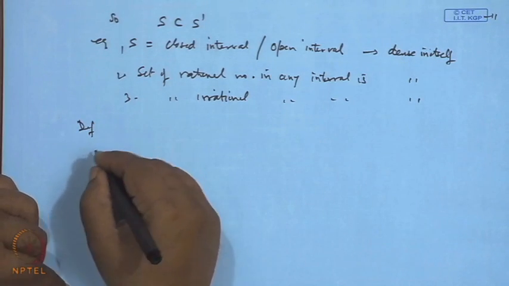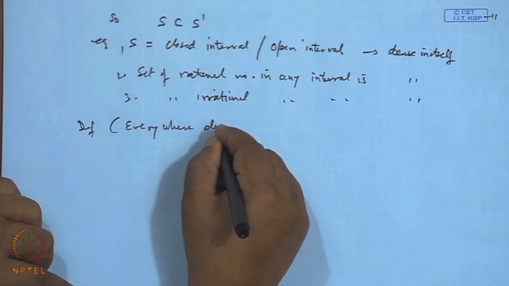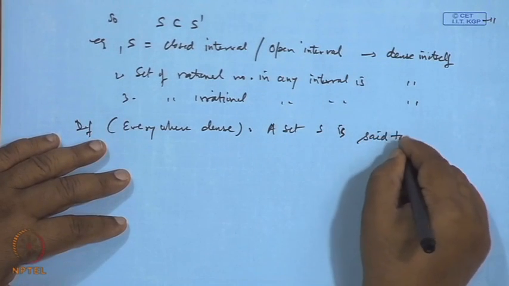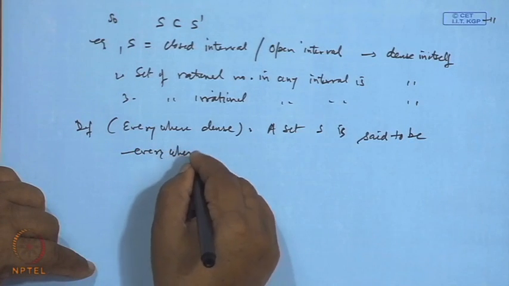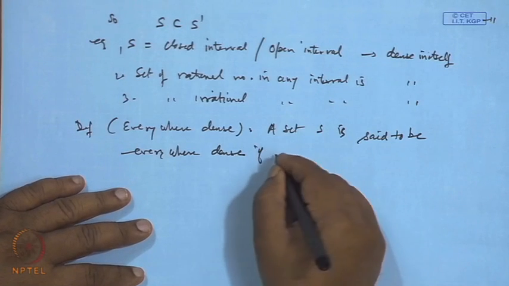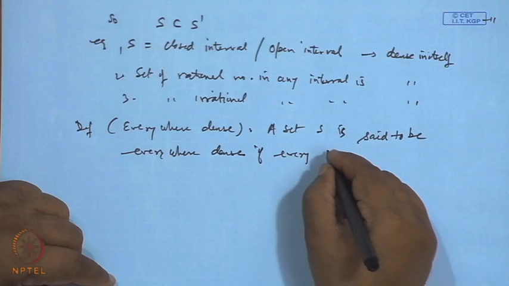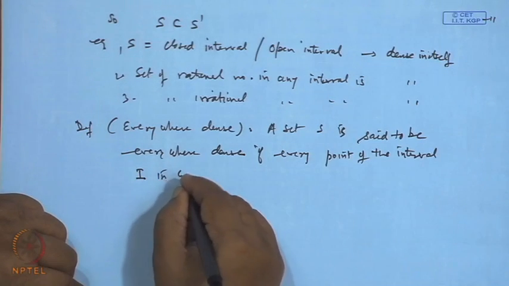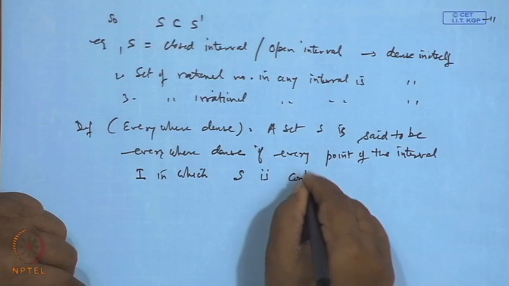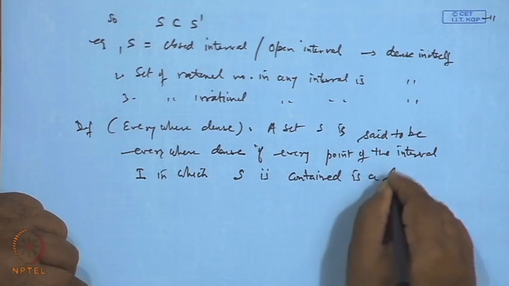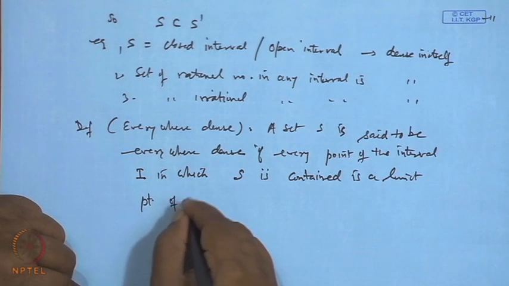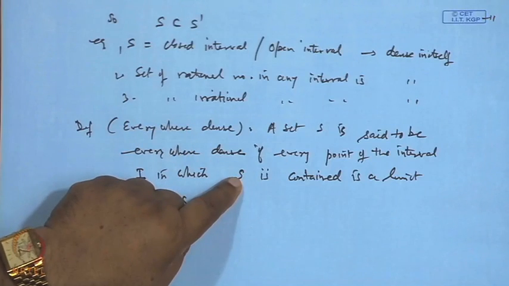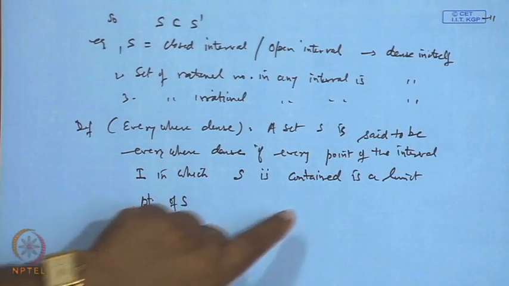Now, we define the everywhere dense set. A set S is said to be everywhere dense if every point of the interval I in which S is contained is a limit point of S. It means a set is said to be everywhere dense if every point of the interval in which S lies must be a limit point of S.